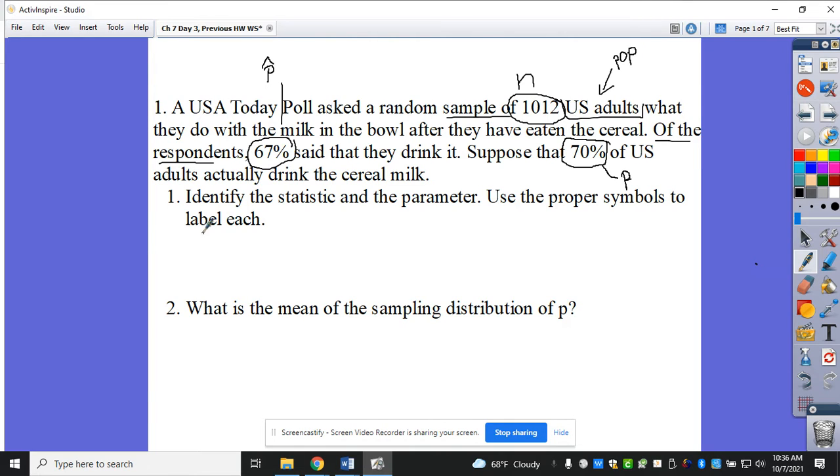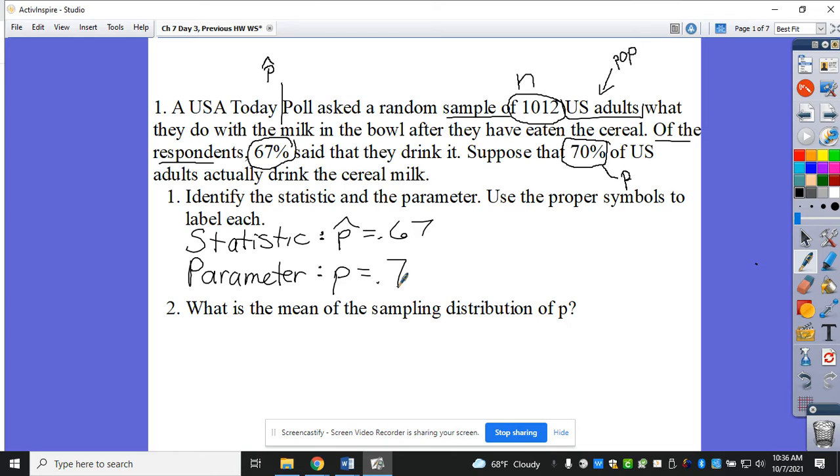statistic and parameter, because I need to know which one is which. So which one is my statistic? Which one is my parameter? And that was all this problem gave me.